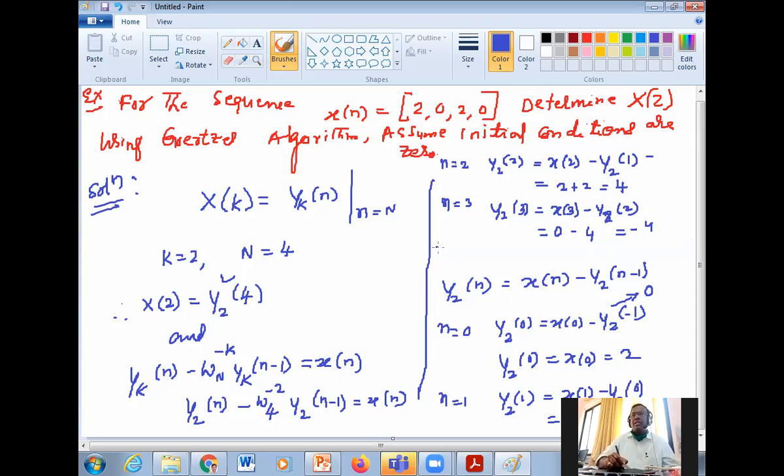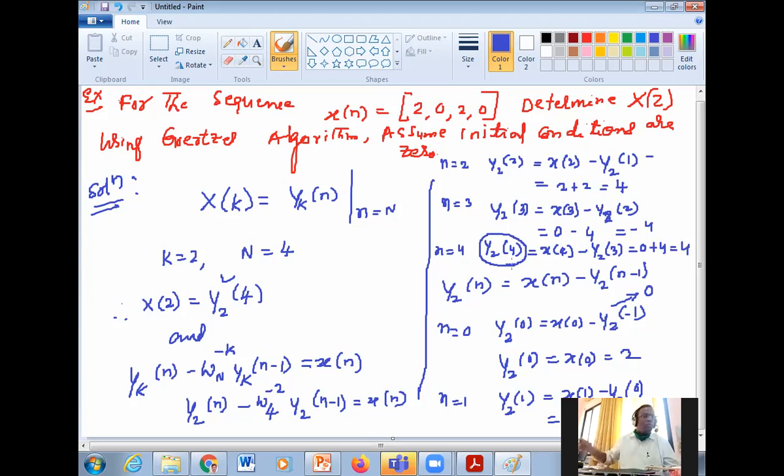And lastly, we calculate at n equals 4. Y2 of 4 is equal to x of 4 minus y2 of 3. X of 4 is 0, minus y2 of 3, which is minus 4, so it becomes plus 4. This is the value we have calculated.